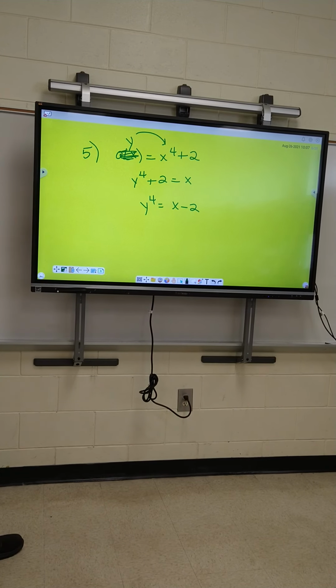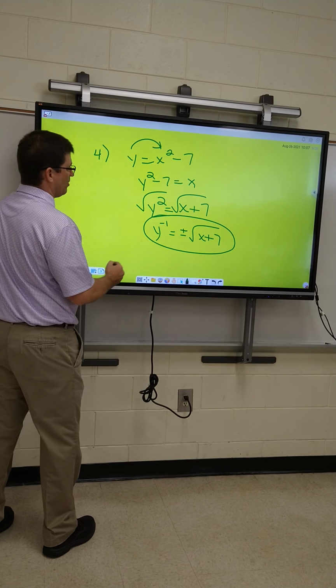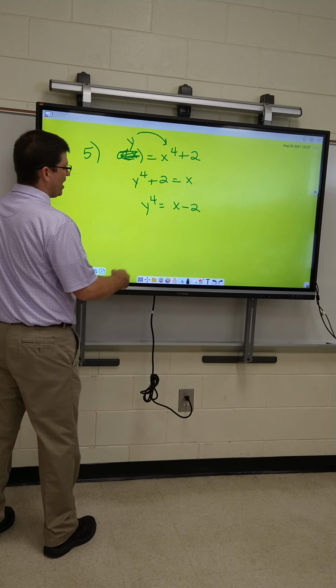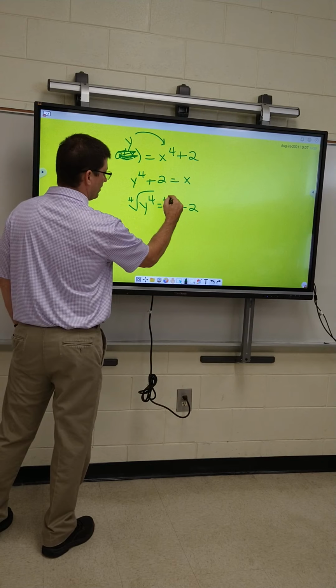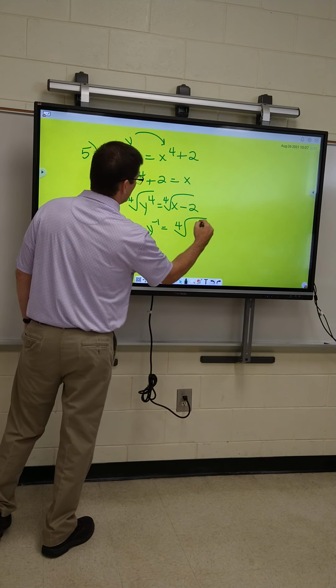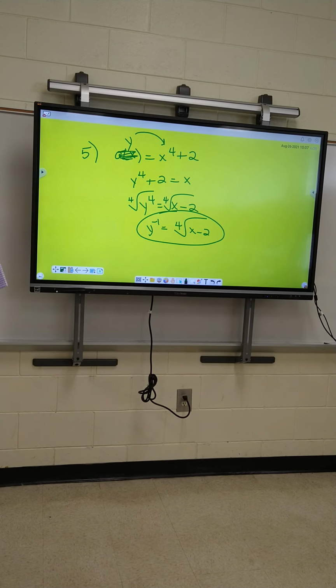Anybody got a question on that step? That's pretty easy, right? Now look at the last problem. I think it was the last problem. We had a y squared, so I did a square root. Well, now we have a y to the 4th, so I have to do a 4th root to get rid of that. So my answer is the 4th root of x minus 2. So really, guys, we're just moving stuff around. We're not really finding an answer.